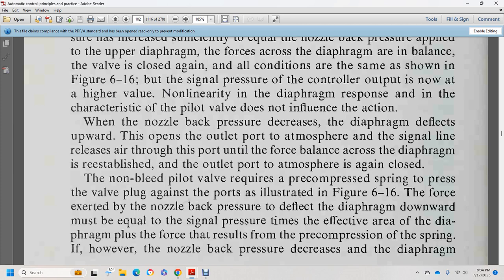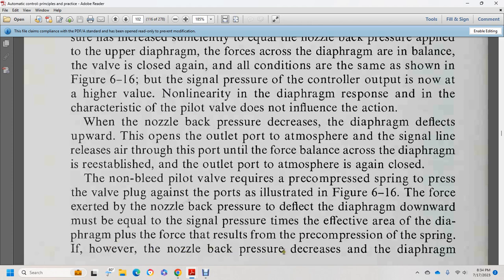Outlet port to atmosphere is then again closed. Non-bleed pilot valve requires the compressed bias spring pressing the valve plug against the port, as illustrated in Figure 6.16. The force exerted by the nozzle back pressure to deflect the diaphragm downward must be equal to the signal pressure times the area of the diaphragm plus the force resulting from the pre-compression of the spring.